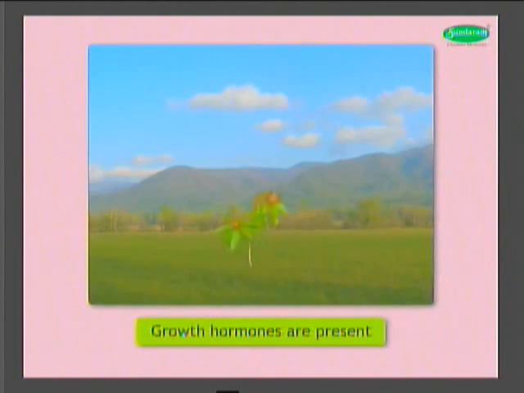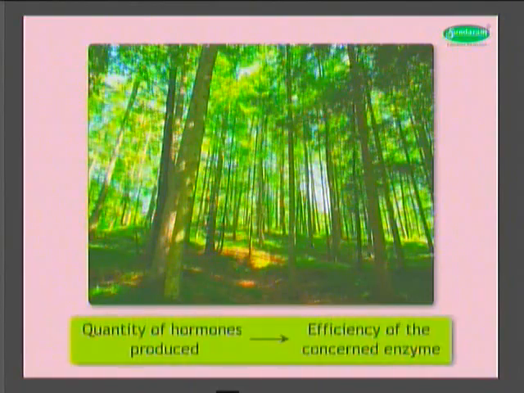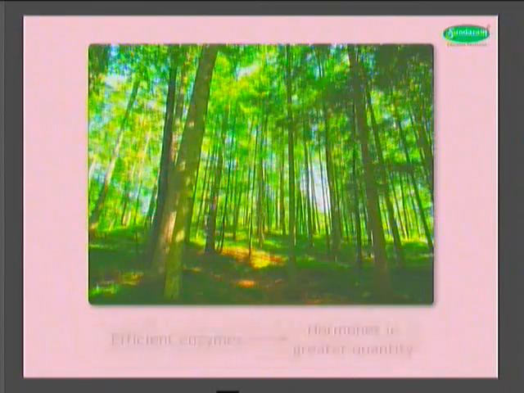For example, let us consider tallness as a trait. We know that in plants, growth hormones are present. The height gained by plants depends upon the amount of growth hormone produced by the plant. The quantity of hormones produced by the plants depends upon the efficiency of the concerned enzyme.